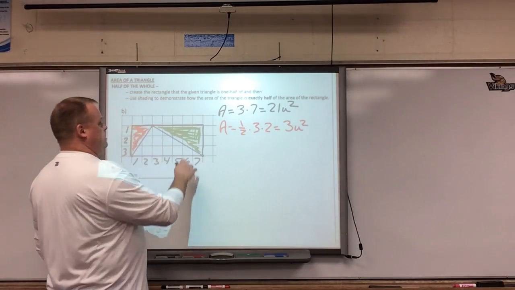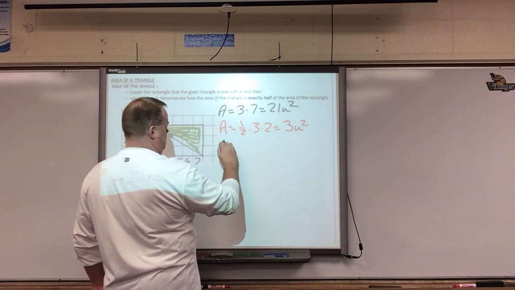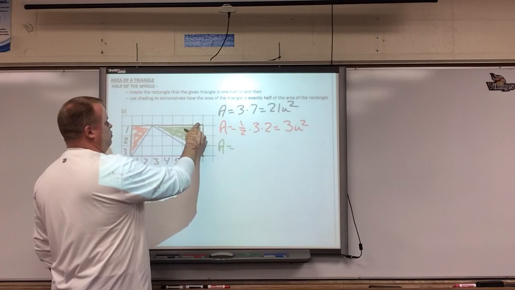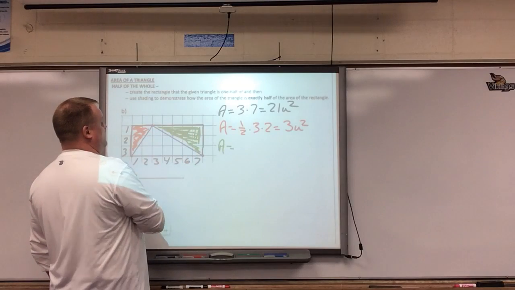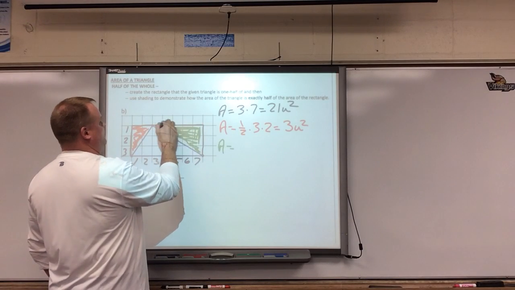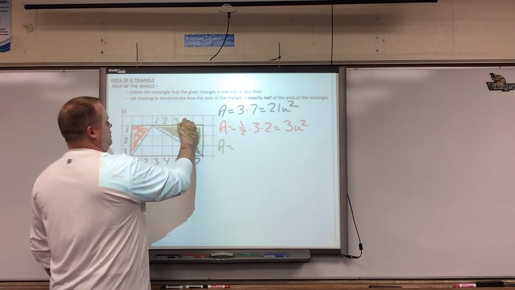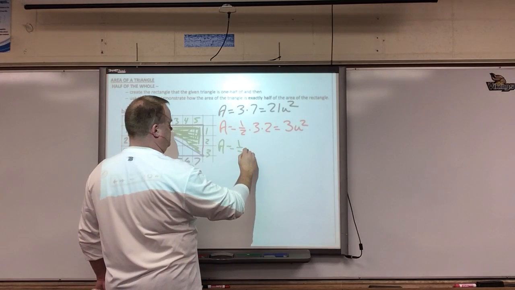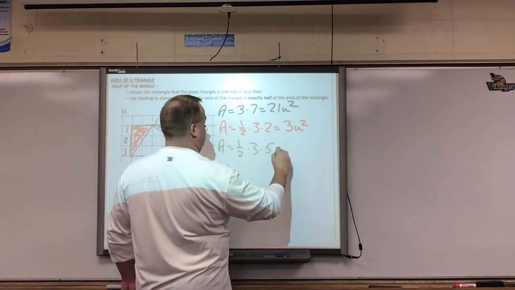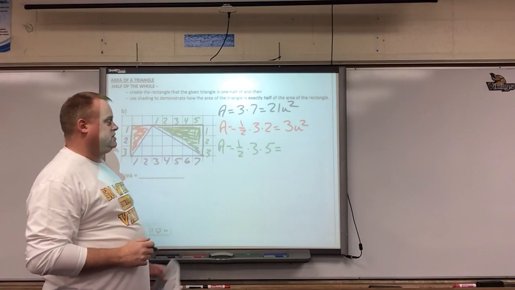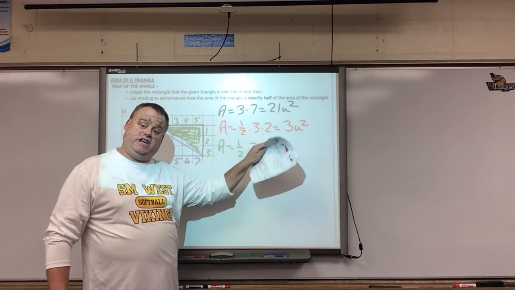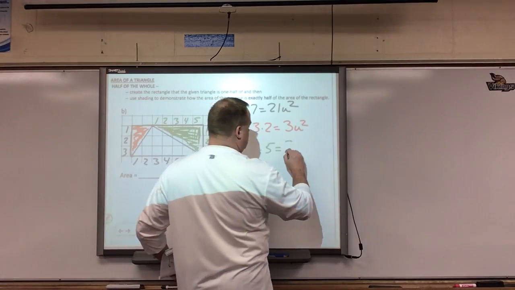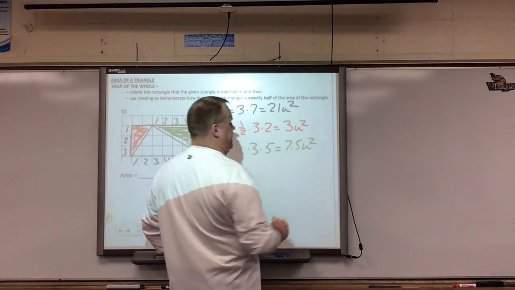All right, let's find the area of the green shaded triangle. Up 1, 2, 3, over 1, 2, 3, 4, 5. Notice that. Okay? So this is 1/2 times 3 times 5. Well, 3 times 5 is 15 times 1/2. Well, 7.5. Once again, if you can't see that, put it into a calculator.